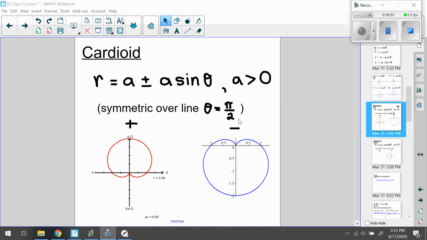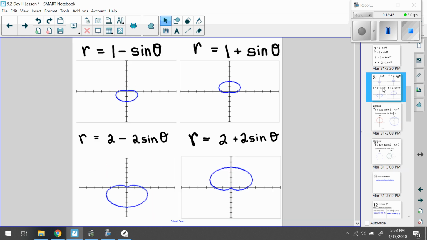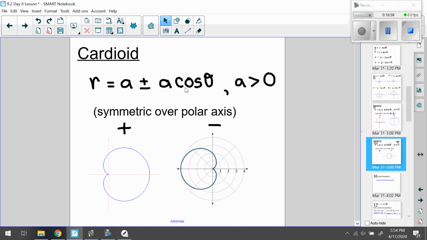Also, you might be wondering, all the ones we've looked at so far have had a sine here. So what happens if we put a cosine there? Well, here's what happens. We still have a cardioid, but this time, you notice how if I go back to these graphs here, see how it's symmetric over the y-axis, or the line theta equals pi over 2. And so what happens is if we have a cosine instead, it ends up changing to being symmetric over the polar axis.